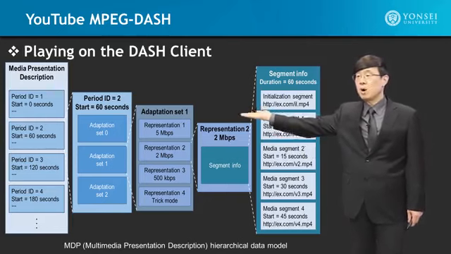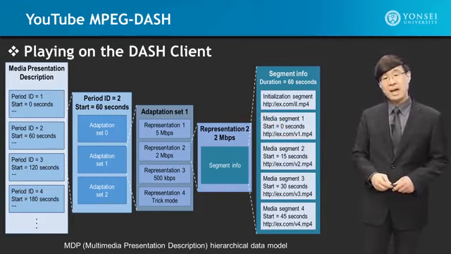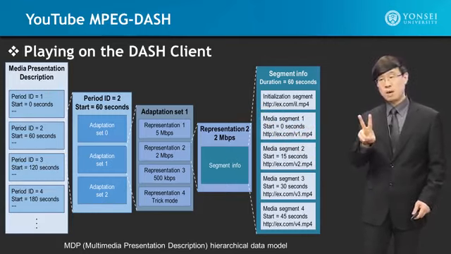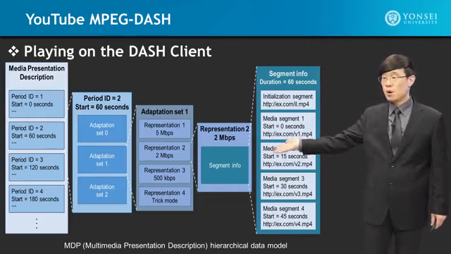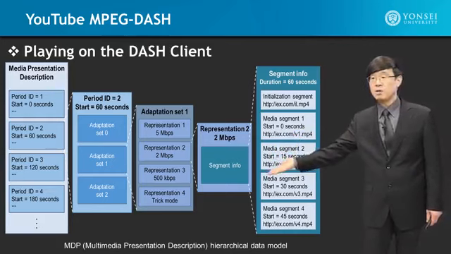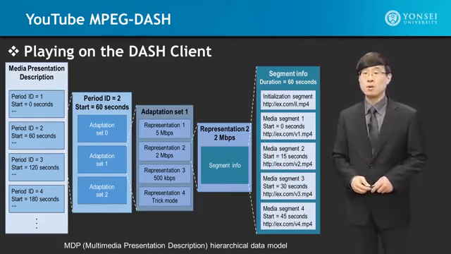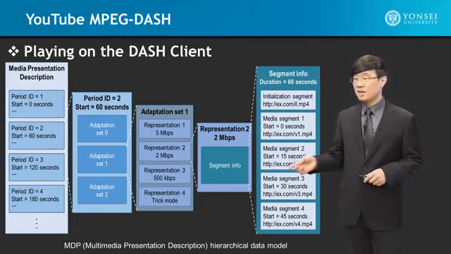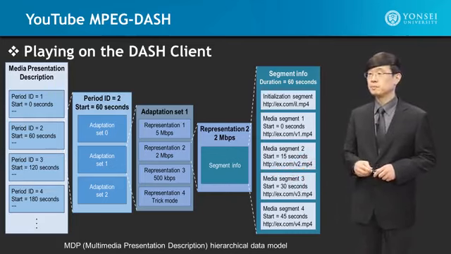Inside you see the representation 1 at 5 megabits per second, representation 2 at 2 megabits per second. You see the representation 3 at 500 kilobits per second, and you see representation 4, which supports trick mode. Trick mode is very convenient. Having it in there is good.